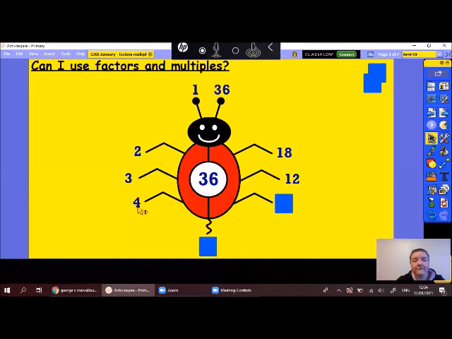The next set of legs, we've got 4 on this side, so we know that 36 is in the 4 times table. But how many 4s make 36? Let's have a look. 9. 9 4s or 4 9s. So now we get to the tail. What number do you have to multiply by itself to make 36? Let's have a look. 6. Well done if you got that right. So 36 has 1, 2, 3, 4, 5, 6, 7, 8, 9 factors.